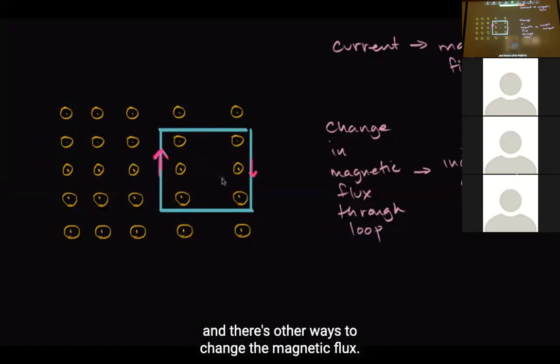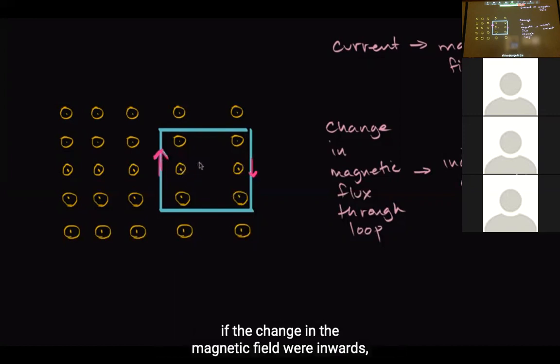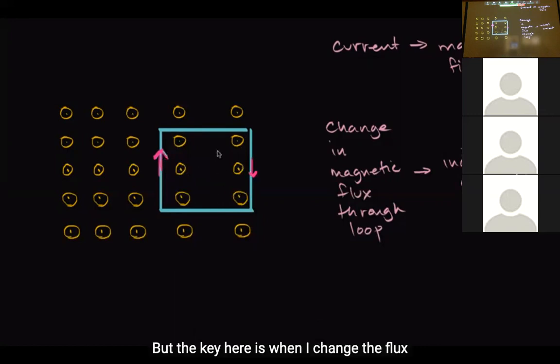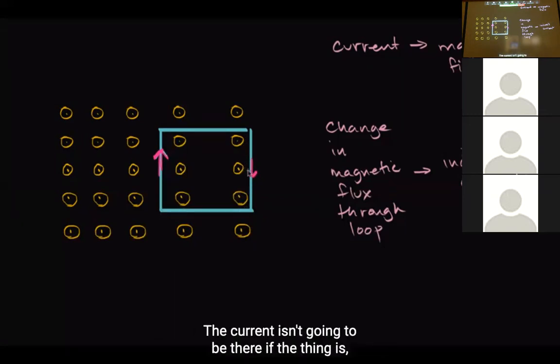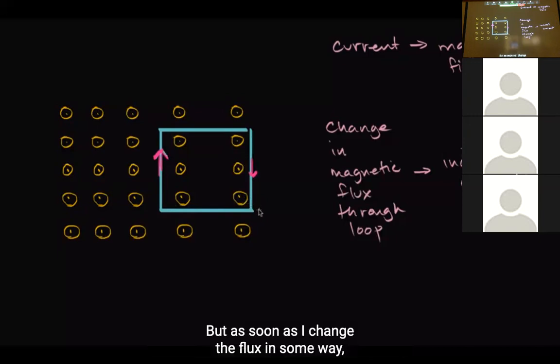And there's other ways to change the magnetic flux. If I were to lessen the magnetic field in the outward direction, or another way, the change in the magnetic field were inwards, then the current would go the other direction. But the key here is when I change the flux through this surface defined by this wire, it's going to induce a current. The magnetic field is stationary, and I'm not changing this movement anyway. But as soon as I change the flux in some way, I am going to induce a current.